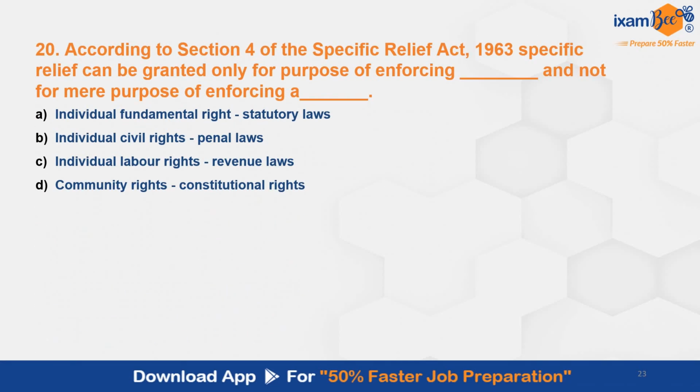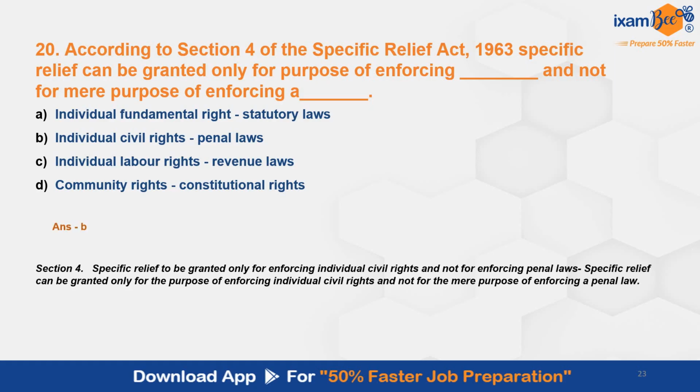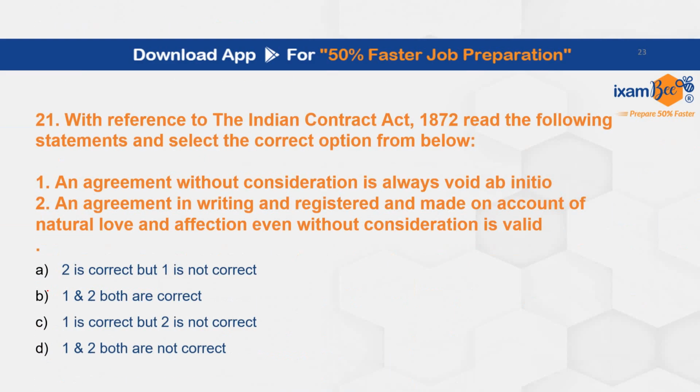Then question number 20. According to section 4 of Specific Relief Act, specific relief can be granted only for purpose of enforcing dash and not for the purpose of enforcing dash. The correct answer here is B, individual civil rights, and not for penal laws. Coming to question number 21.